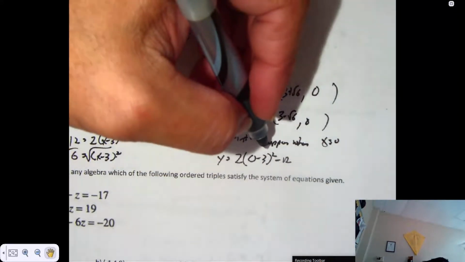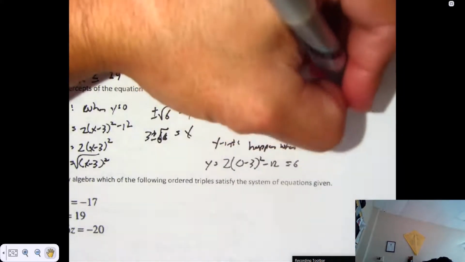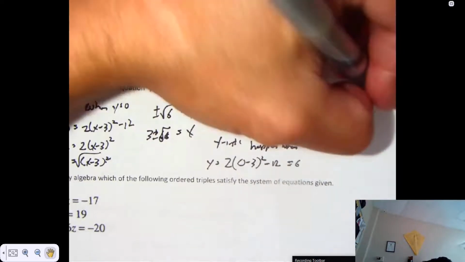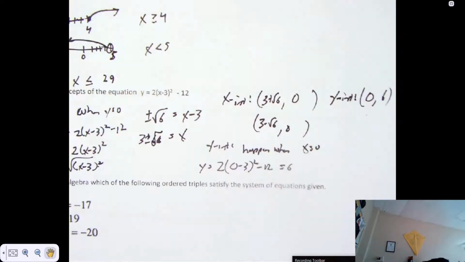So a 0 minus a 3 is a negative 3. A negative 3 squared is 9. Times 2 is 18. Take away 12, you get 6. So here's my y-intercept. They happen when x is 0, and I got a 6 as an answer. Pretty simple.